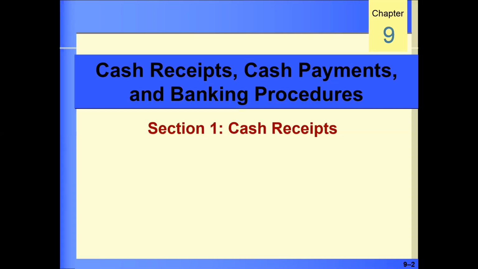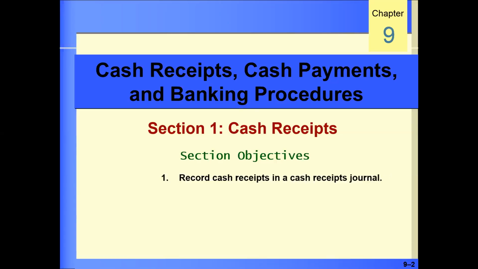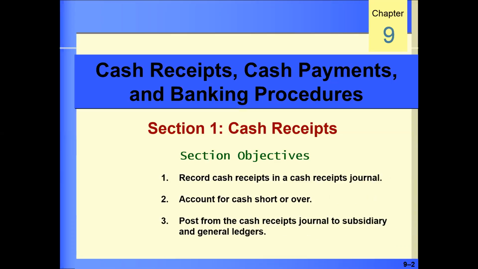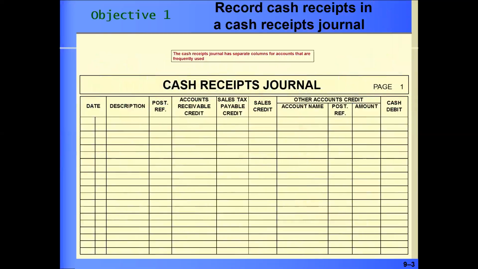So Section 1 will be on cash receipts. The objectives under cash receipts would be recording the cash receipts in a cash receipts journal, account for cash over short, and discuss what cash over short really is, and post the cash receipts journal to the subsidiary and general ledgers. So this is the receipt of cash.